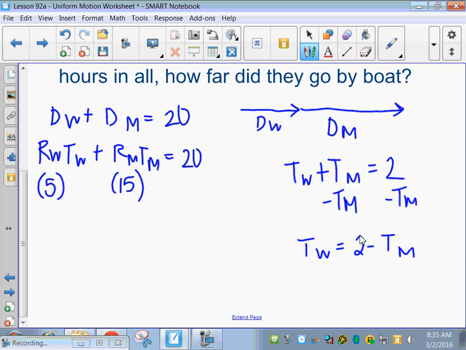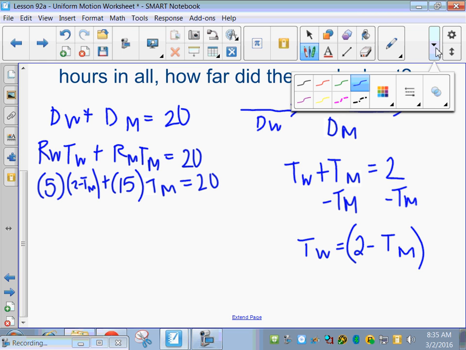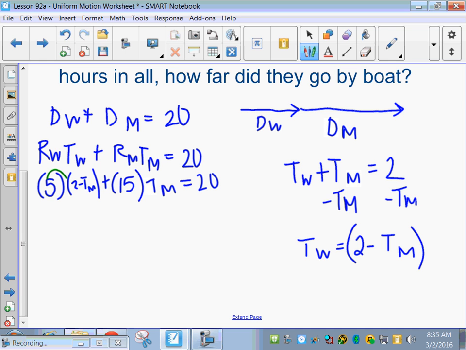So I'm going to have to squeeze in this equation right here for my TW. So TW is here. I'm going to try to squeeze that in. 2 minus TM, and then RM TM over here equals 20. Now we need to distribute the 5. So when we distribute the 5, we get 10 minus 5 TM. Then I have a plus 15 times TM, so plus 15 TM equals 20.